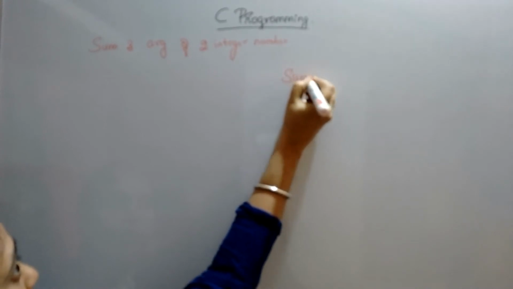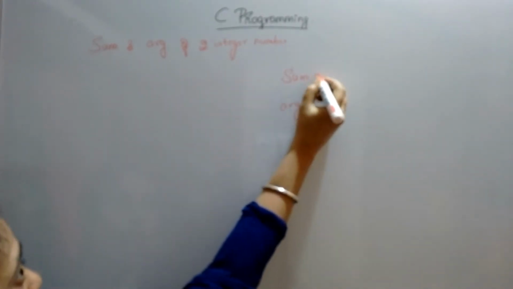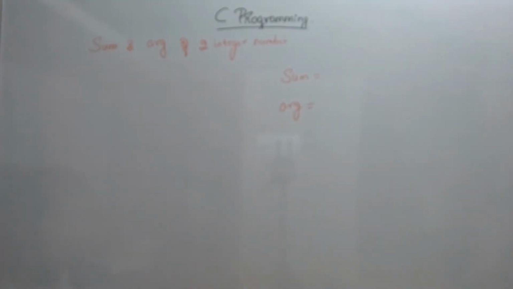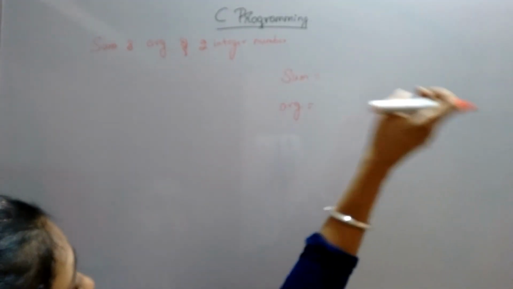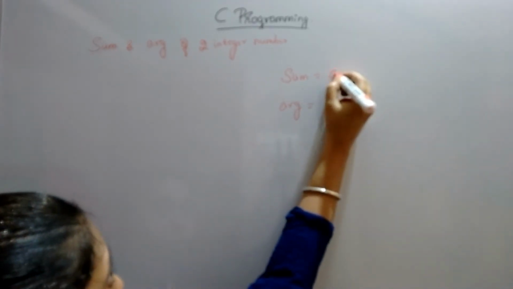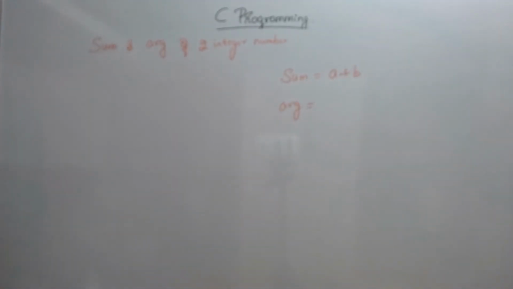First of all, what do we have to do? We have to calculate sum, we have to calculate average, right? Trace it manually, so it will be easy to write a program. So two integers, I can take anything, A, B, C, D, any alphabet. I am going to take A and B. So I am going to declare two integers as A and B.